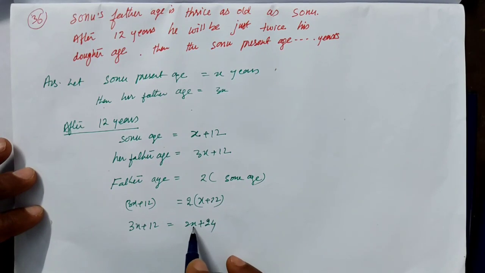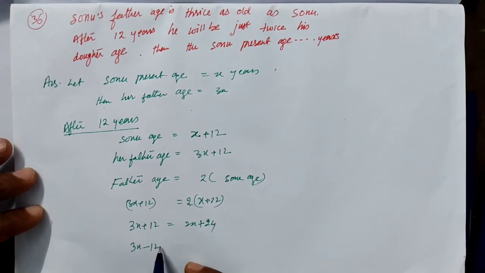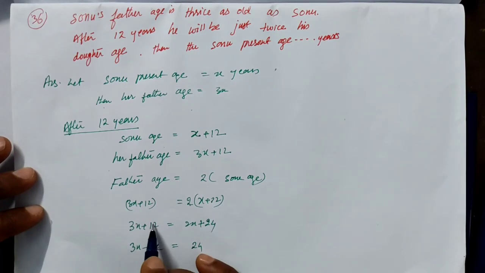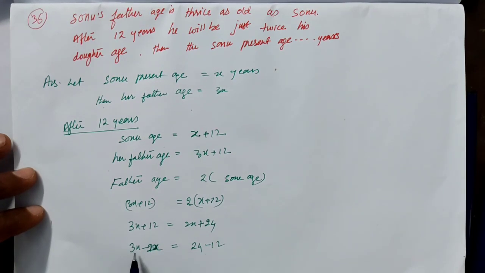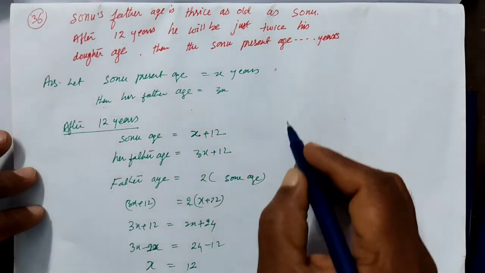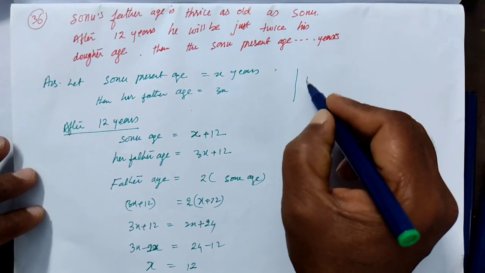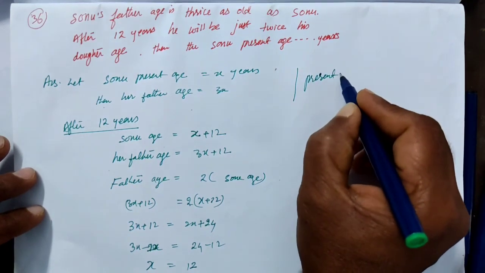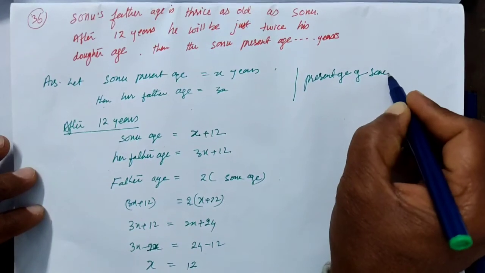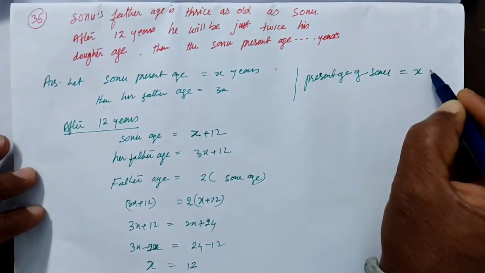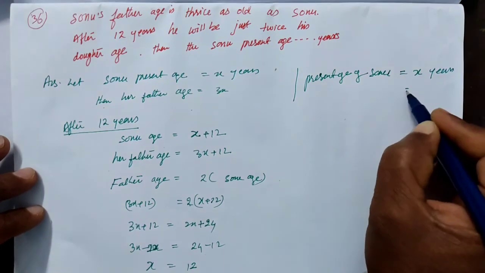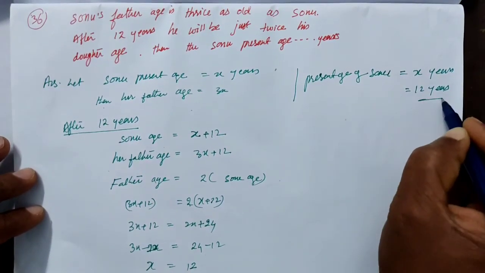Now transpose this 2x to this side: 3x minus 2x is equal to 24. Now transpose this 12 to the right side: minus 12. Now 3x minus 2x is x, and 24 minus 12 is 12. So the present age of Sonu is x years, which is equal to 12 years. So this is the present age of Sonu.